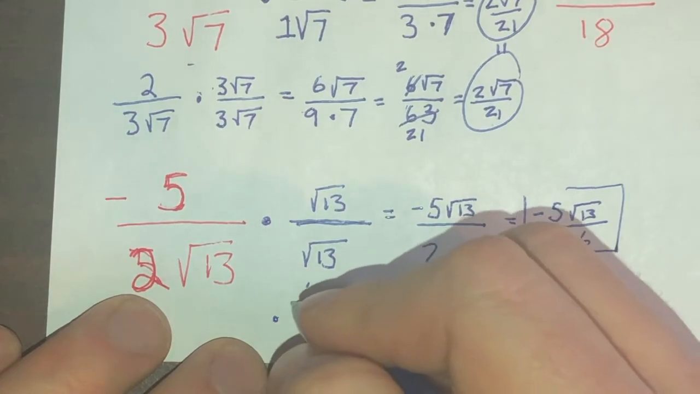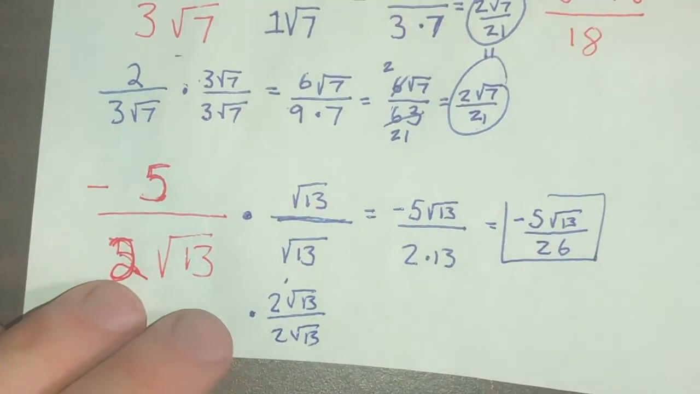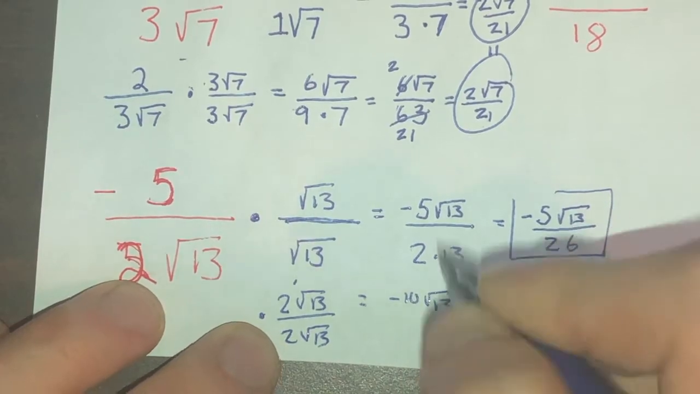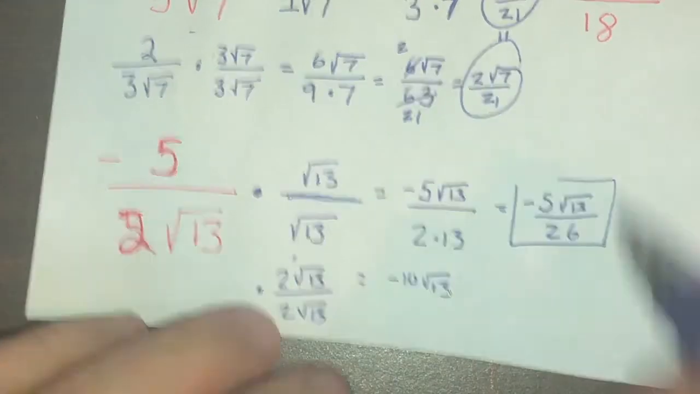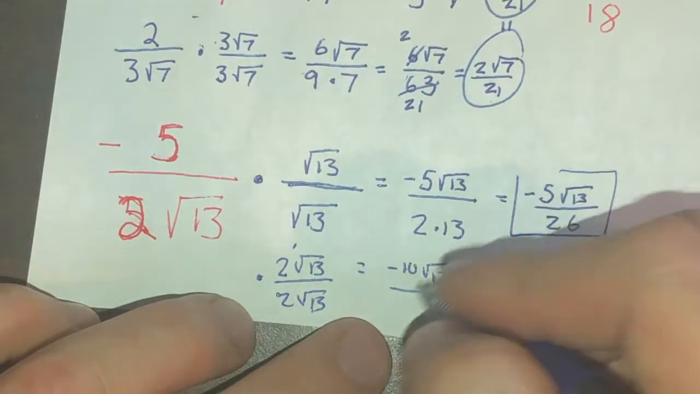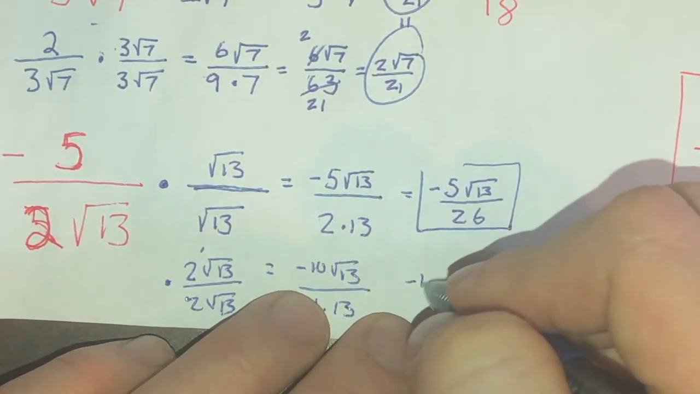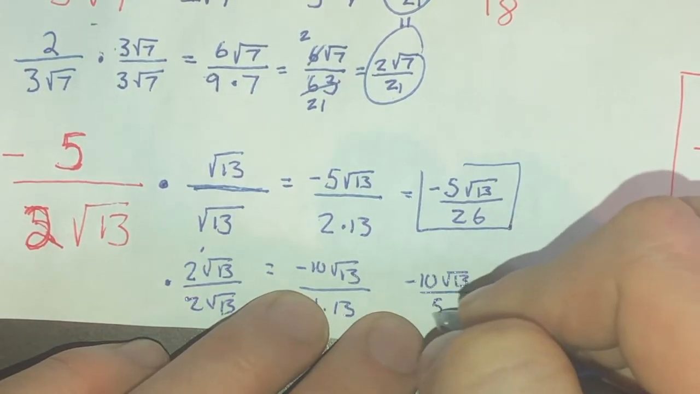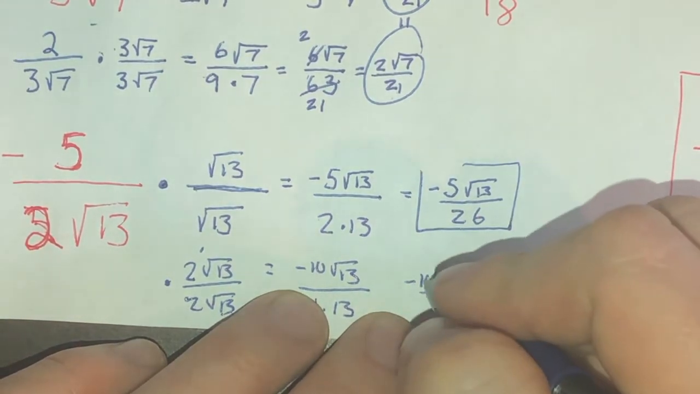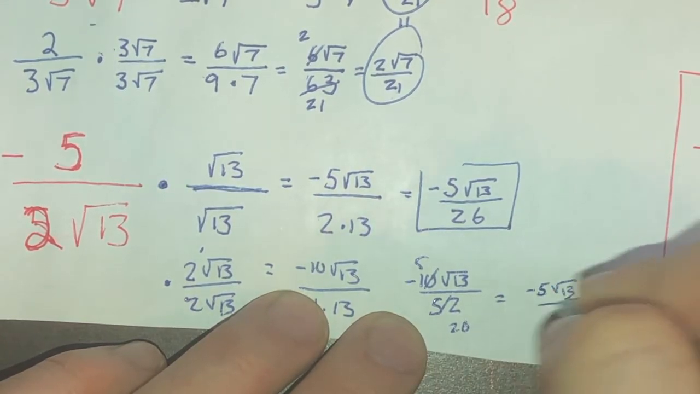Other method. What if I'd multiplied by 2 root 13? You know what? I want to be safe. I'm going to hit it with the whole denominator. Then you'd get negative 10 root 13, because you'd have to do the 5 and the 2. Now on the bottom, you'd get 4 times 13, so you'd get negative 10 root 13 over 52. But look, it's not simplified because there's a 2 in this and a 2 in that. So you'd have to divide, and you'd end up with the same answer either way.